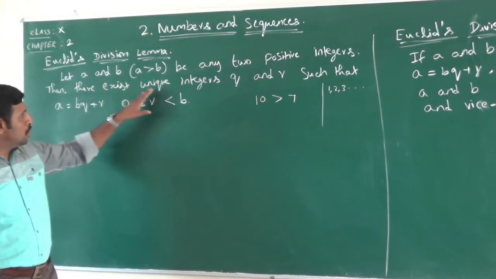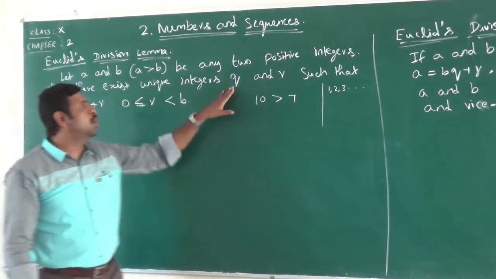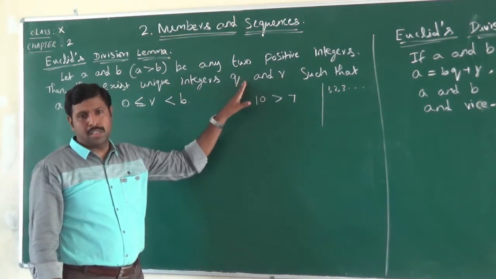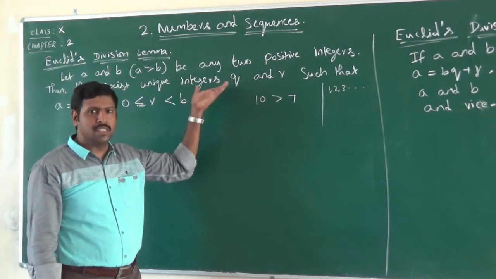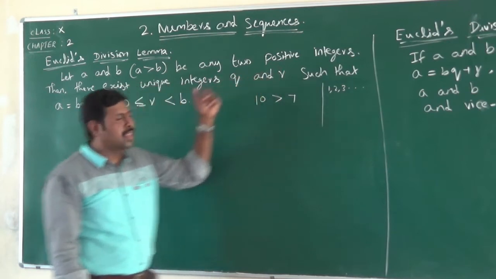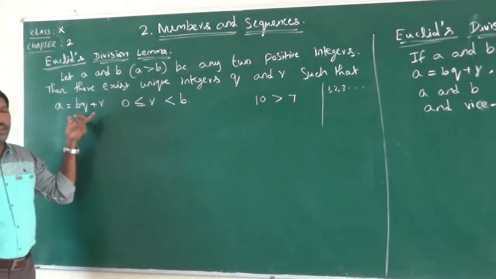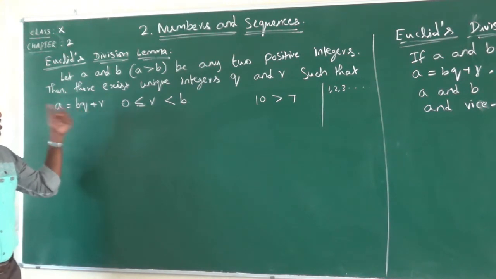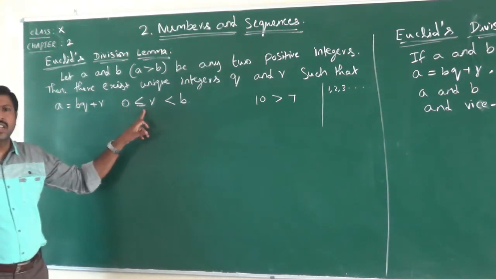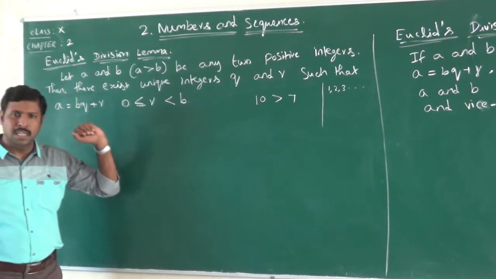Then there exist unique integers Q and R. Here Q is the quotient, R is the remainder. They are unique integers, right? Such that A is equal to BQ plus R. It is the relation A is equal to BQ plus R. Here 0 is less than or equal to R, less than B.